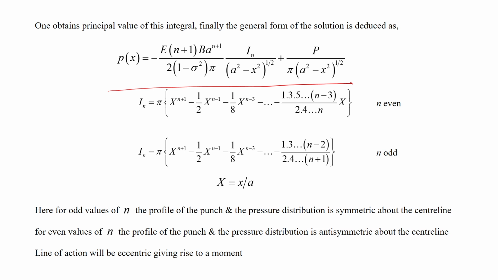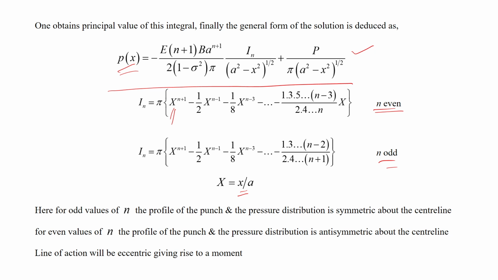So, p of x is equal to minus e into n plus 1 by 2 into 1 minus sigma square, and b a to the power n plus 1 by pi, and I n by square root of s square minus x square, plus capital P by pi into square root of s square minus x square, where I n for n being even and n being odd are also given. So, these are general solutions which are known and done by mathematicians, so we do not worry about it. So, capital X over here is equal to x by a. So, for a given n we can find out what this p x will be using this particular equation.